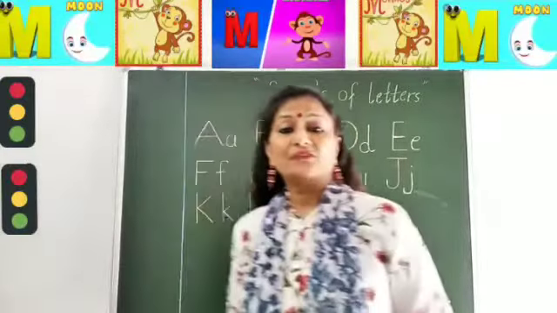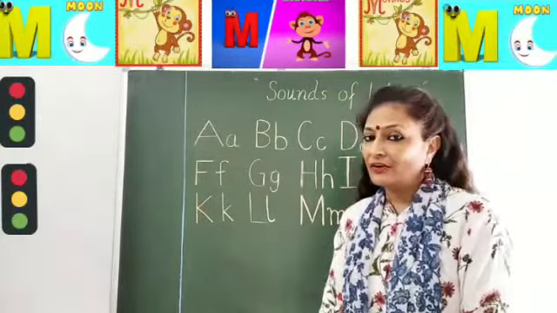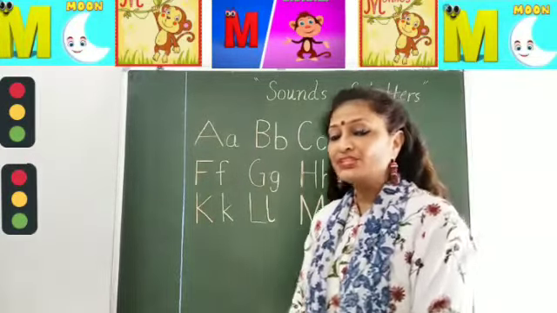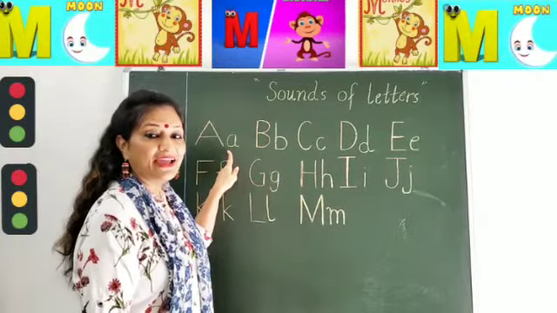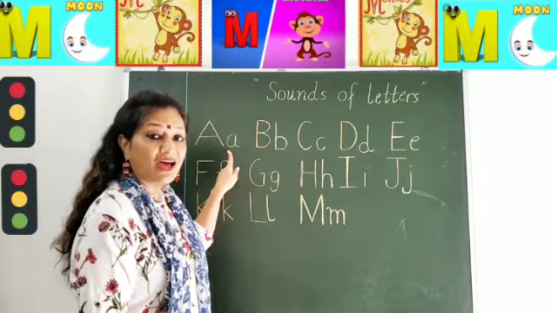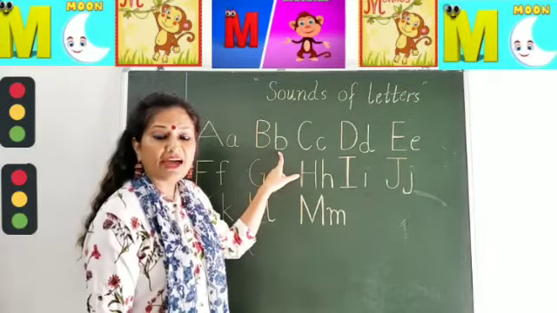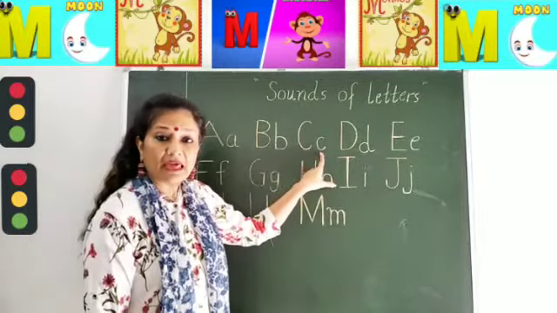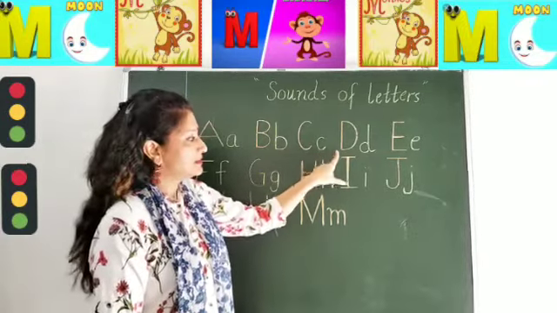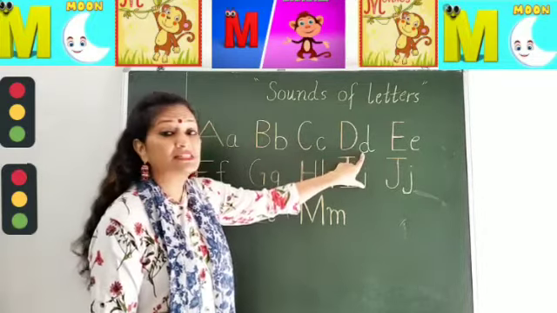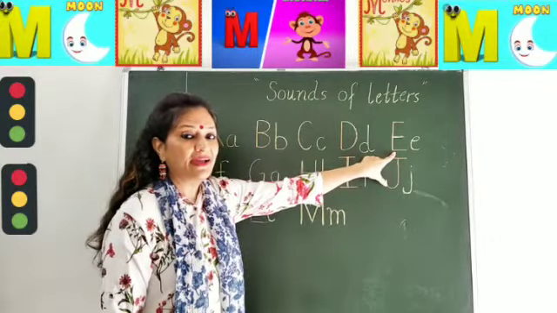Now we will revise the sounds of the letters which you have learnt in your last English class. Repeat after me, okay? A says eh, as in apple. B says ba, as in bat. C says k, as in cat. D says duh, as in duck. E says eh, as in egg.